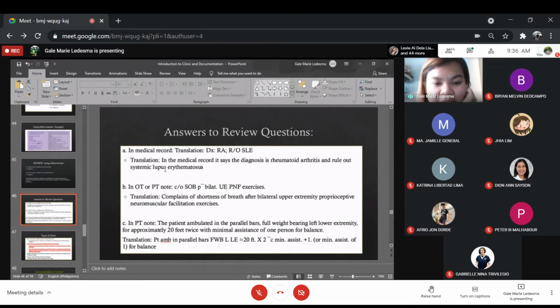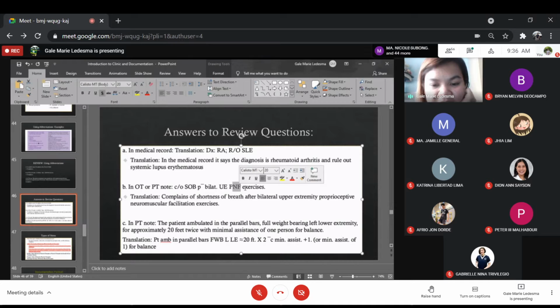Sakto. Okay, rule out na. Kung Ari naman, in the PT note, complaints of CO, ang SOP, shortness of breath, after bilateral upper extremity proprioceptive neuromuscular facilitation exercises. Ang mani usually ang sa mga PT note.